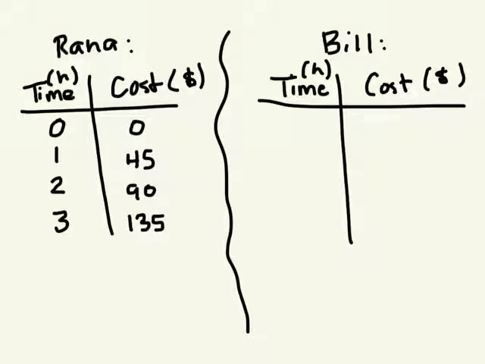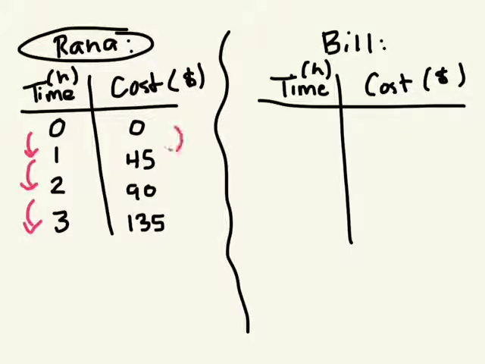What do you notice about the relationship between time and cost for Rana's company? Every time the hours increase by 1, what happens to the cost? It's increasing by $45, right? For every hour, it's $45. There's no other factors involved. Let's look at Bill's company.